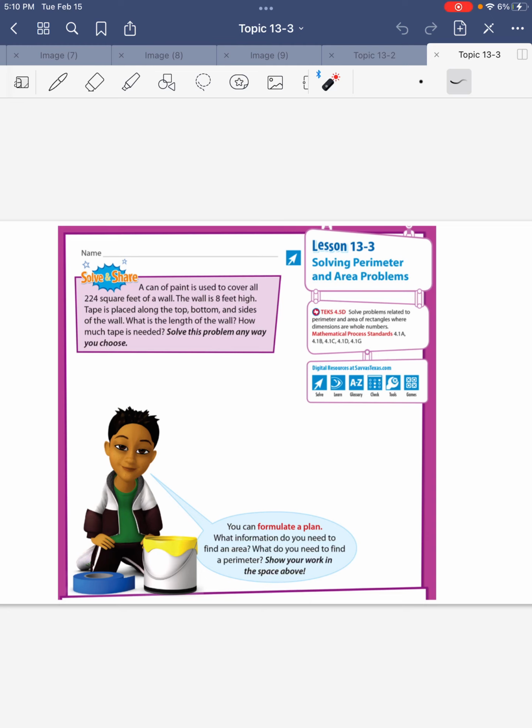Okay, boys and girls, so I'm going to do topic 13-3, solving perimeter and area problems, okay? So now we're going to be combining the perimeter and area. We're going to be doing both, okay?